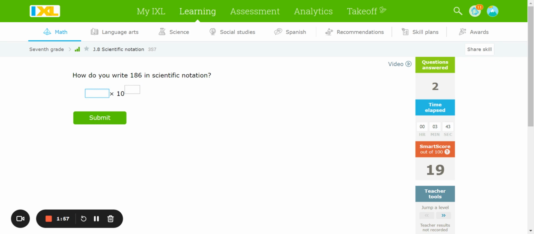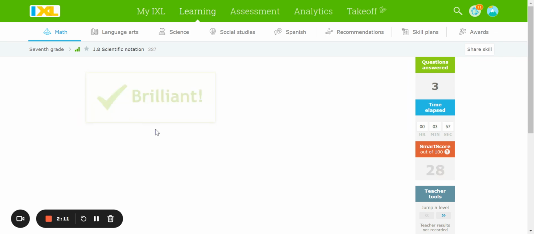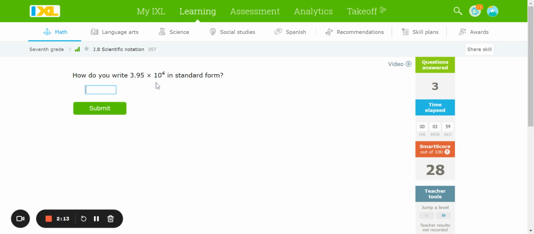Again, I don't have a decimal. It's all the way back here. I want my decimal to be in between the 1 and the 8, the first two numbers. So I jump it 1, 2. Exponent is going to be a positive 2. And my number here is going to be 1.86. All right, let's get one with a negative. Oh, okay. Here we go.